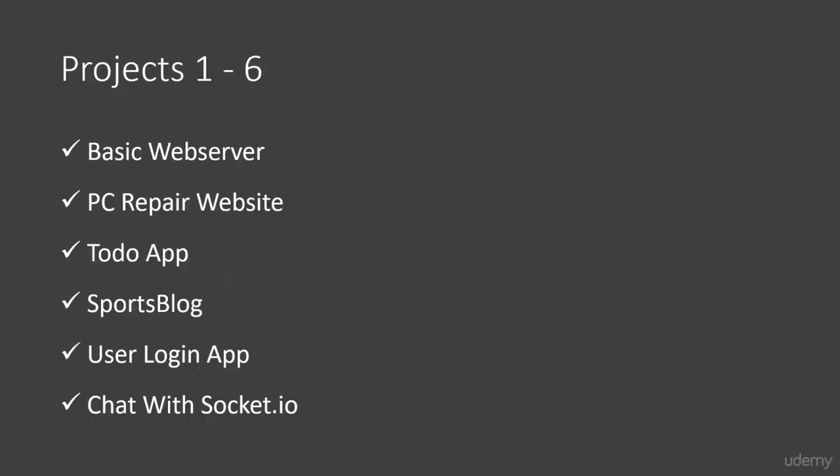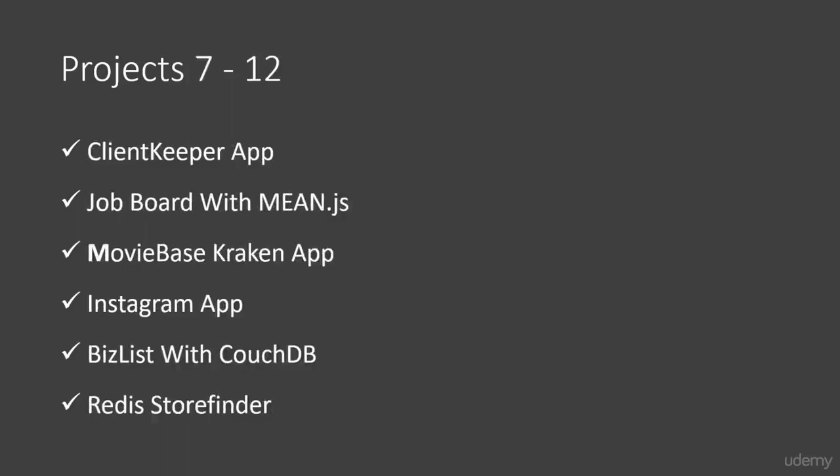So projects 1 through 6. Project 1 is a basic web server. 2 is a PC repair website. 3 is a to-do app using MongoDB and the Mongo driver. Project 4 is a sports blog using Mongoose and MongoDB. 5 will be a user login app with Passport, and 6 will be a chat application using Socket.io.